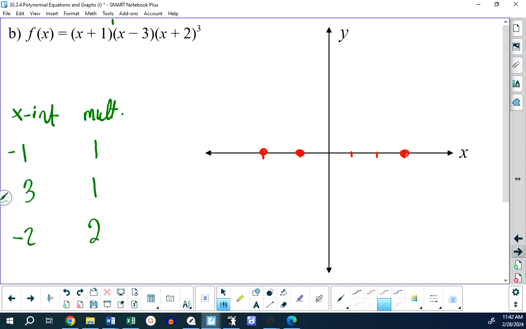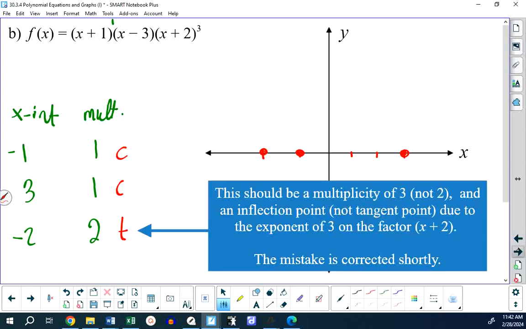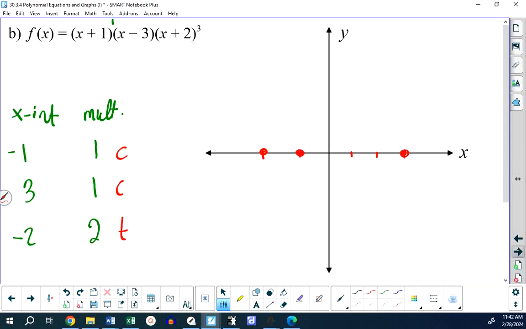So we're dealing with clean and tangent. At -1, it's clean. At 3, it's clean. At -2, it's tangent. Yeah? Oh, thank you. 3. It's an inflection point.